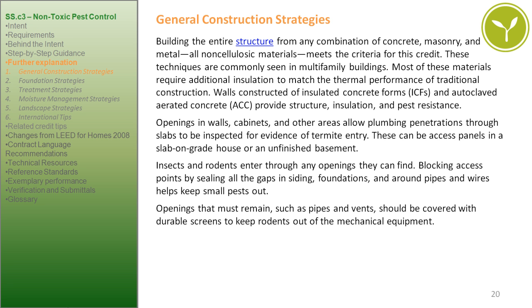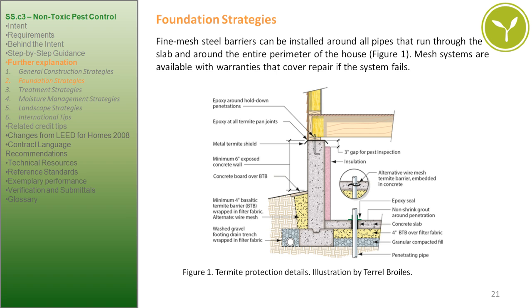Openings in walls, cabinets, and other areas allow plumbing penetrations through slabs to be inspected for evidence of termite entry. This can be access panels in a slab-on-grade house or an unfinished basement. Insects and rodents enter through any openings they can find. Blocking access points by sealing all the gaps in siding, foundations, and around pipes and wires helps keep small pests out. Openings that must remain, such as pipes and vents, should be covered with durable screens to keep rodents out of the mechanical equipment. Foundation strategies. Fine mesh steel barriers can be installed around all pipes that run through the slab and around the entire perimeter of the house.